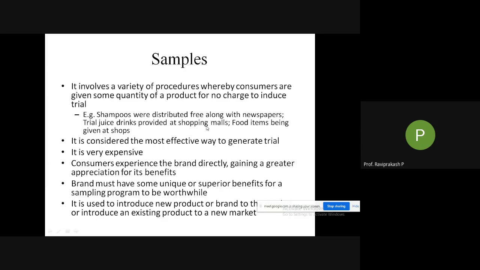So what are samples? It involves a variety of procedures whereby consumers are given some quantity of a product for no charge to induce trial. That means you already know samples. If you go to buy some sweets, you will say, give some sample. You eat and check whether it is fresh or not, how is the taste, before buying it. Then if you like it, you'll say okay, I'll buy so much, like half a kg, quarter kg, 1 kg or 2 kgs, based on your requirement.